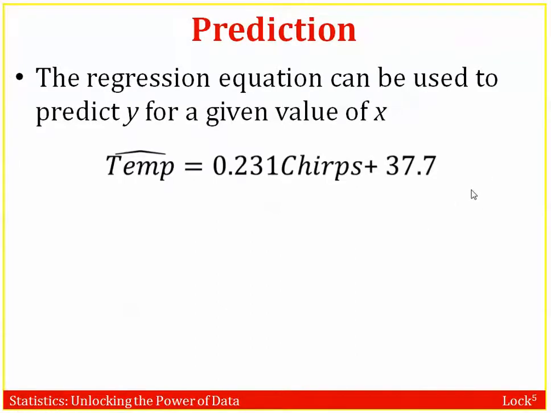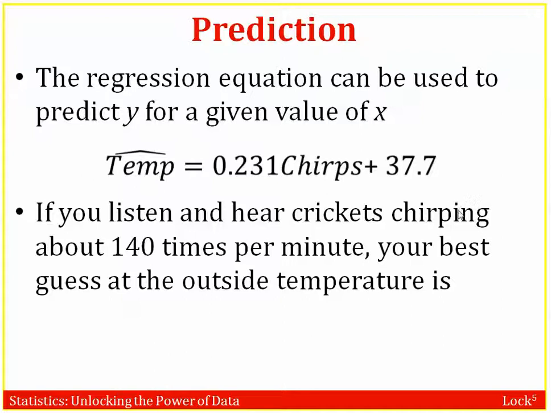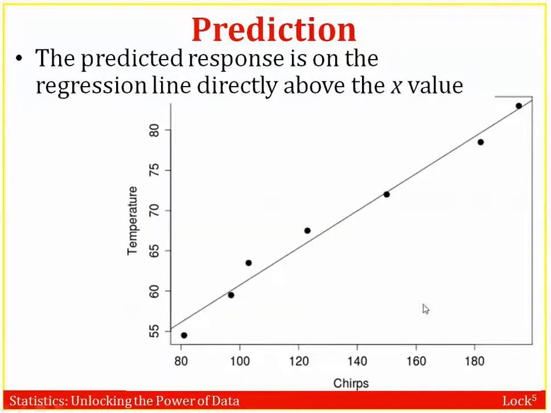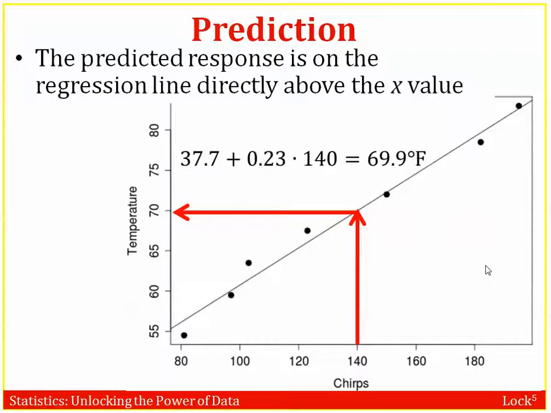So as you could well imagine, it's pretty easy. All you have to do is plug in 140 chirps per minute right here, and that gives you a predicted value for the temperature. In this case, it's almost 70 degrees. Here's what it looks like from a graphical standpoint. If the chirps per minute are about 140, we predict that the temperature would be very close to 70 degrees. There's the algebra.